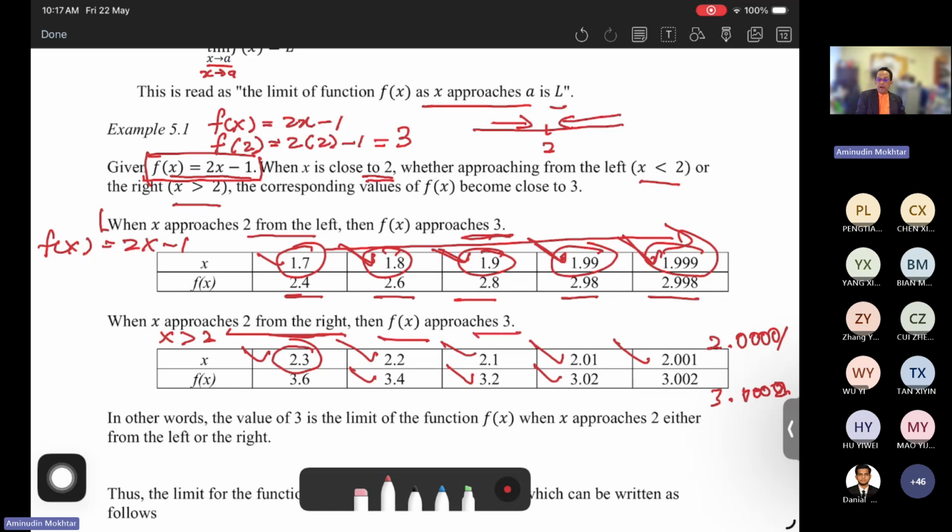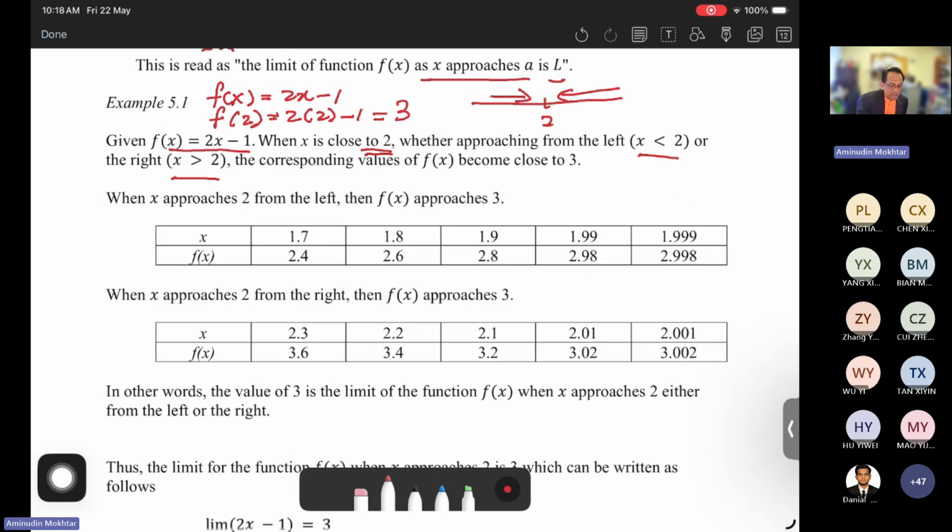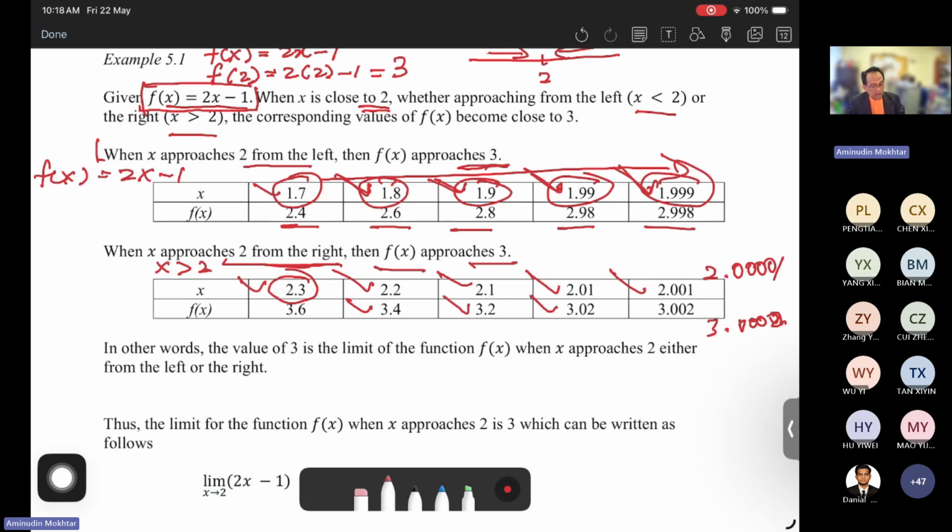So based on these two examples, when x approaches one number, in this case I chose x equals 2, you can choose any number. You can check what happens to y when x approaches 10, for example, from the left and from the right. You just replace the number, and then you can see y will approach a certain number. That's the concept of a limit. So in general, based on this example, the value 3 is the limit of f(x) when x approaches 2, either from the left or from the right.